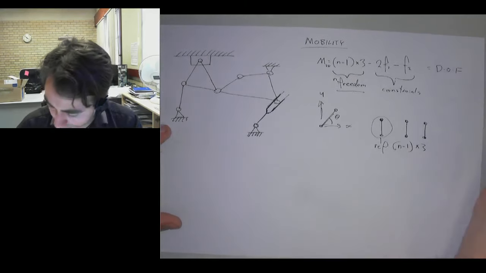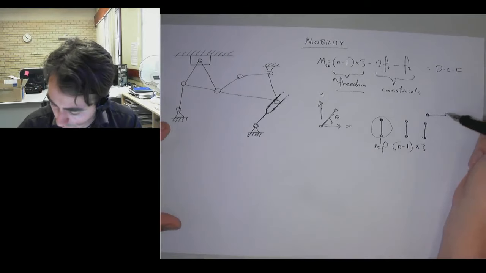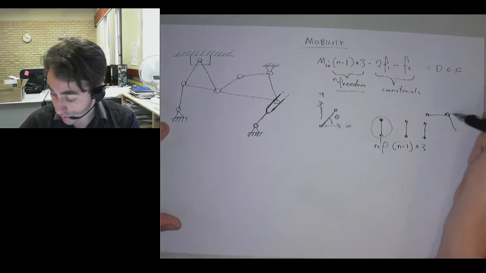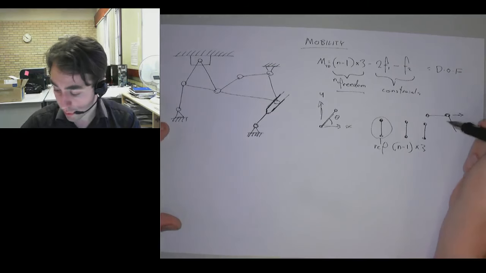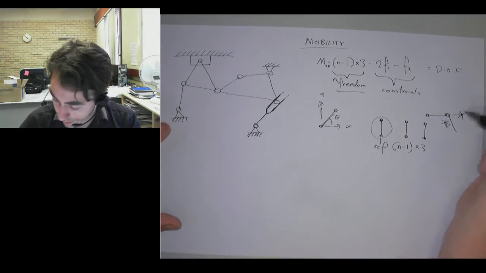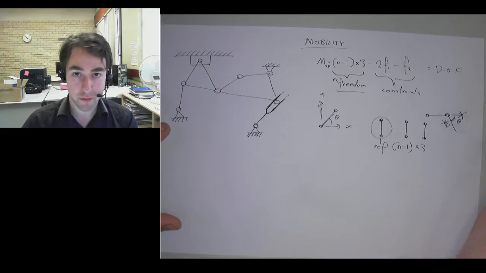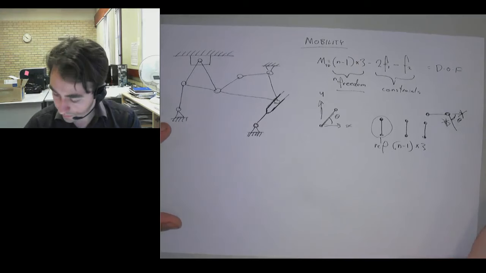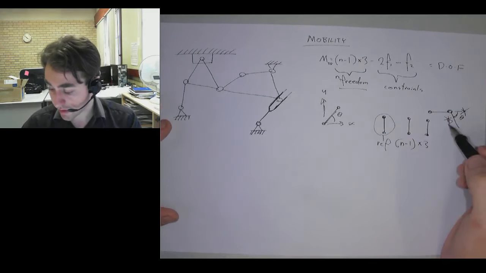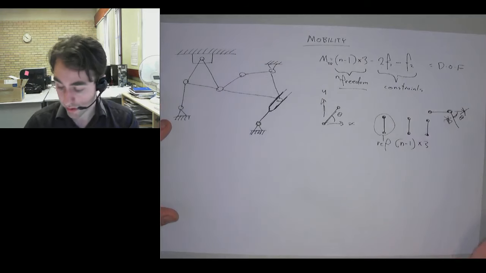So now when we start constraining these links to one another, say we use a pivot joint like this, it constrains the motion in the x direction and the y direction, and only allows 1 degree of freedom, that being rotation. So that's where we get the minus 2, because it's constrained 2 of its degrees of freedom.